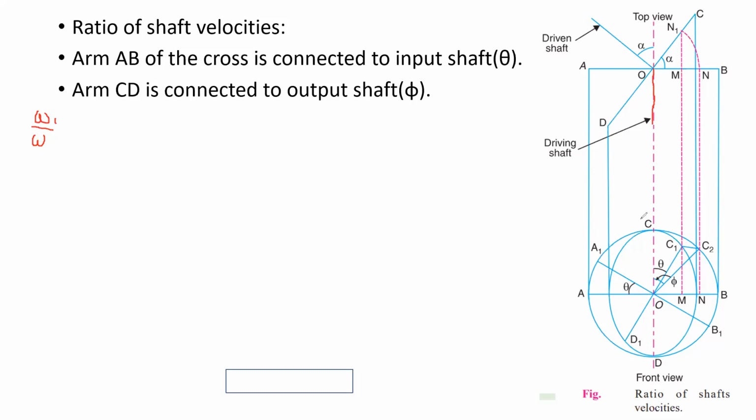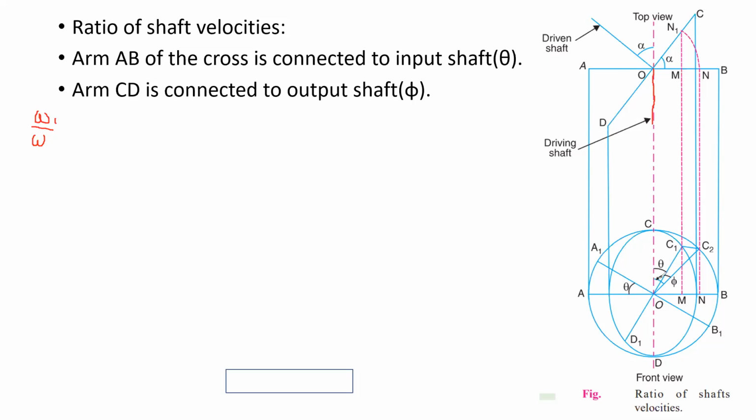Okay, so here the different parameters are: alpha is the angle of inclination. Let us consider theta as the input to the driving shaft. You rotate the driving shaft by an angle theta. Okay, so the new position of the driving shaft, you will observe, is at point A1 and point B1. It is the new position after it is given an angle theta.